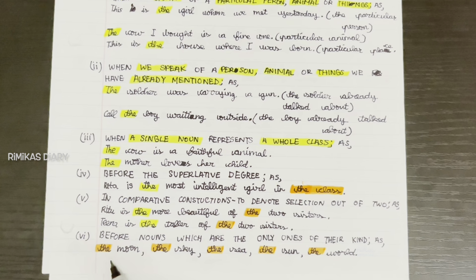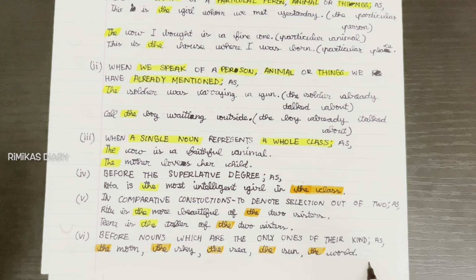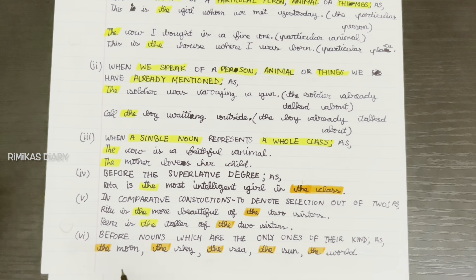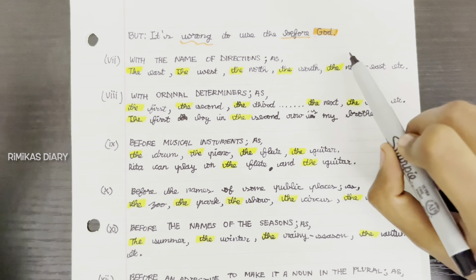So for example, the moon, the sky, the sea, the sun, the world. Do you see these words? These words are the only ones of their kind. There's only one kind of moon, there's only one kind of sky, there's only one kind of sea, there's only one kind of sun, and there's one kind of world. But it's wrong to use the before God.